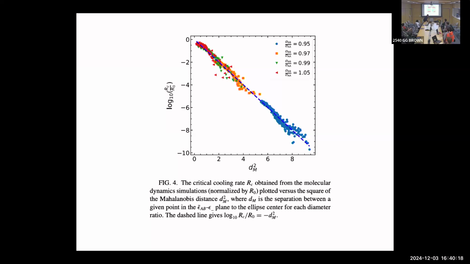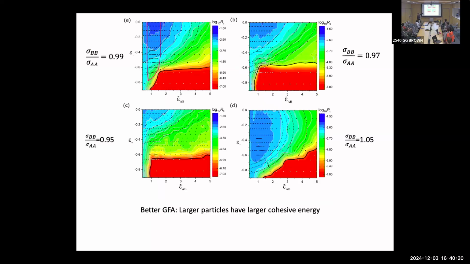Basically, I've already done this for this model. Here's the glass variability as a function of the various parameters in the model, and I've told you these general principles. You want the systems to mix, you want the cohesive energies to be different. There's this interesting effect that when you have larger particles, you want larger cohesive energy. So in general, we have solved this model.